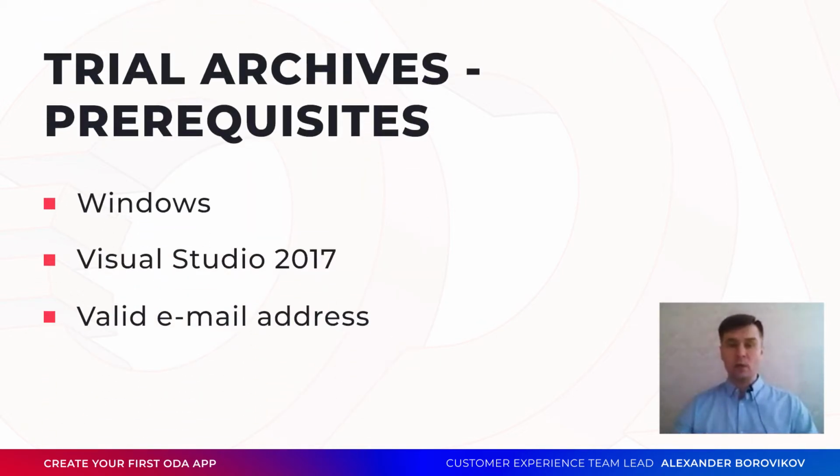Moving forward to our key goal, to have a look and to apply for trial archives, just a reminder of the prerequisites. To apply for trial membership, it's necessary to have a valid email address to get the credentials and links for download. As for the trial archives, it is possible to use them on Windows only and with Visual Studio 2017. So please double check that you have Visual Studio 2017, so that all our next steps are possible for you to do.